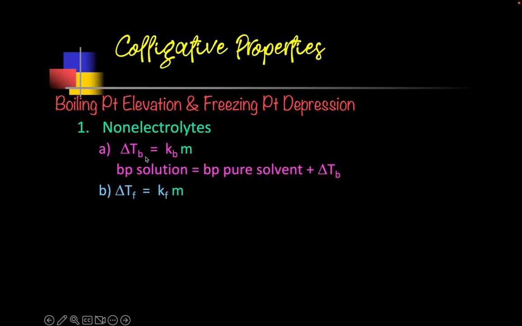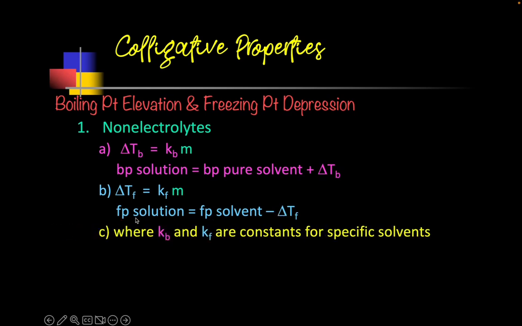All the same stuff for freezing, just replace B with F. So change of temperature freezing equals a freezing constant for every solvent times the molality. But then remember, freezing points are always lower than the pure solvent. So the freezing point of your solution is the freezing point of the pure solvent minus that change of temperature freezing you just calculated. So again, if we're using water, 0 degrees Celsius is the freezing point of pure water. You would take the Kf value for water, multiply it by the molality of your solution, and that would get you your delta Tf. You would take 0 minus your change of temperature to get the freezing point of that new solution.